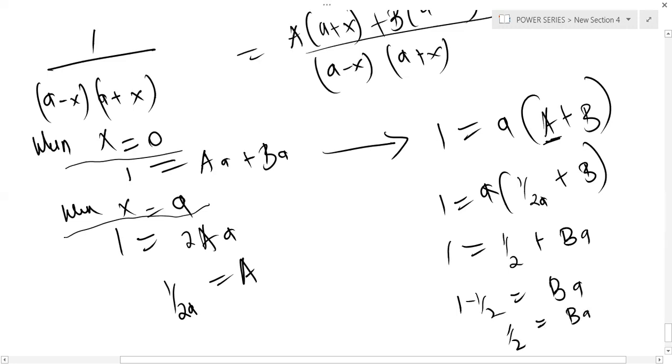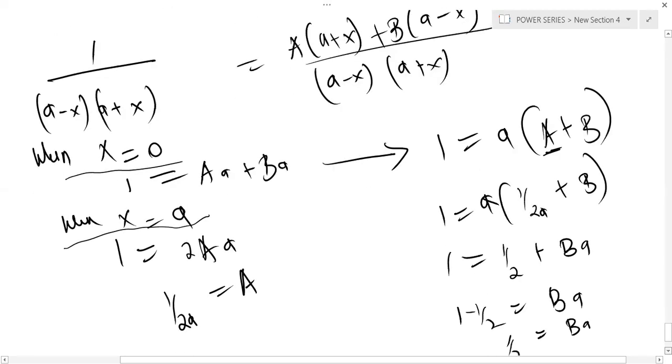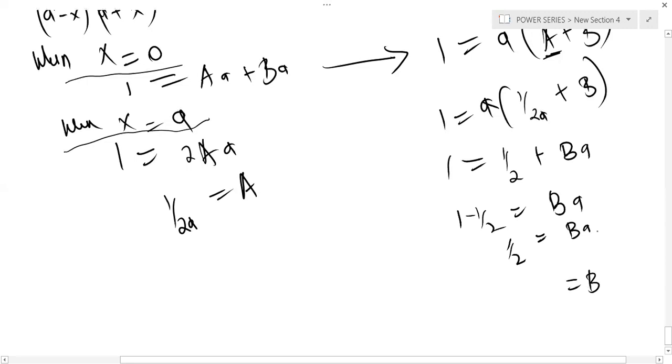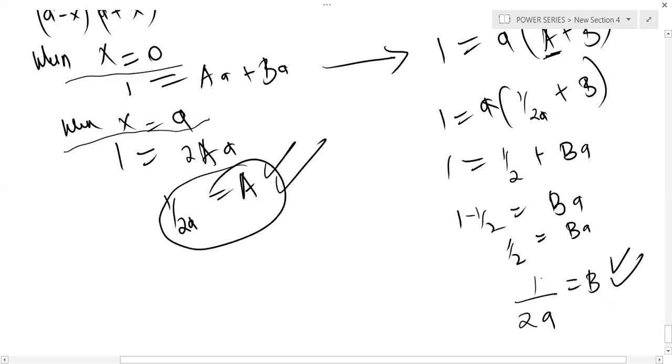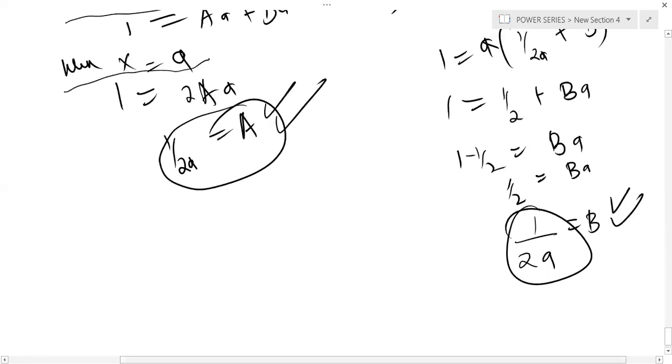So what's the value of B? Making B the subject of the formula, we divide by A, so B is equal to 1/2A. That will be the value of B, and our value of A is here. So coming back into our question, we have the value of A and we have the value of B. If you were to write it into its partial fractions, it's going to be A over A minus X plus B over A plus X. So what is our A? So 1/2A over A minus X plus 1/2A over A plus X dx.